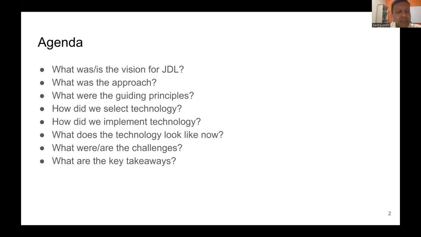And then some of the key takeaways, basically a summary of what lessons we learned from this implementation. Hopefully the same lessons and ideas can be useful to you as well. So let me go through this set of agenda points, and after that, please feel free to ask questions. I think we can spend a lot of time on questions.